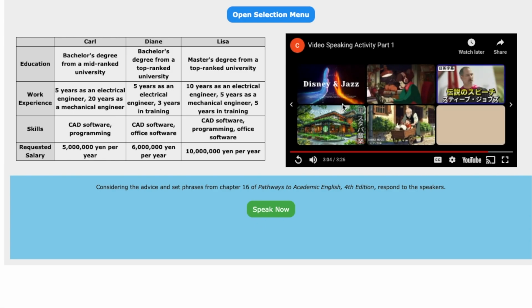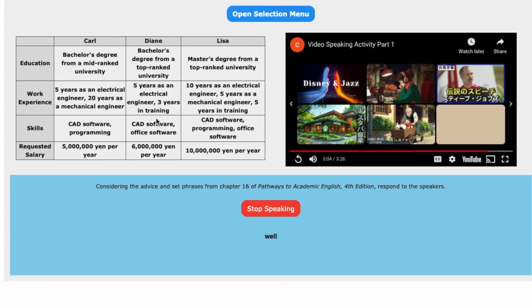Okay, so listening to what the two speakers said, they talked about experience and skills. They mentioned that Office software would be important and mechanical engineering wouldn't really be relevant. So, based off of their information and based off the information in the table, I should give my opinion.